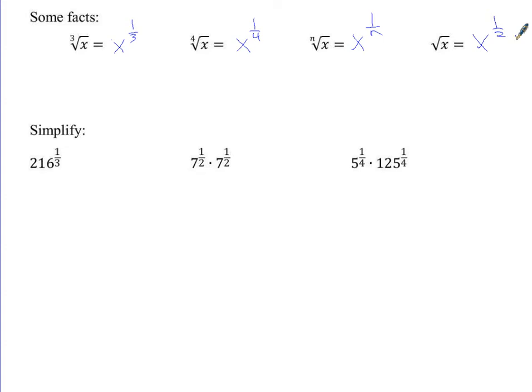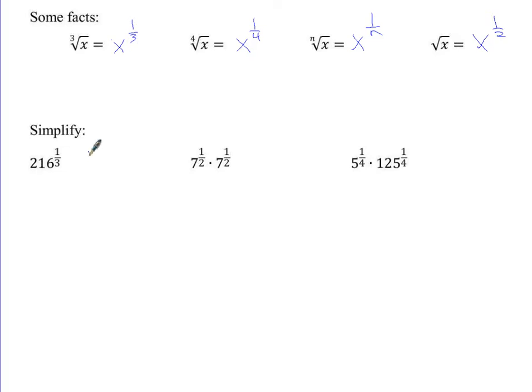What's the square root of 64? What is 64 to the 1/2 power? Yep, they're the same thing. The square root and a 1/2 exponent are exactly the same thing. The cube root and a 1/3 exponent are exactly the same thing. Okay? All right. So let's simplify these then.